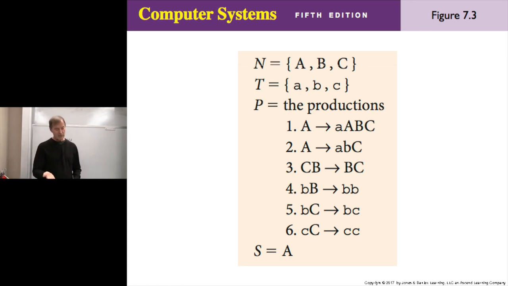And similarly, what about rule five? You can change a what to a what? A big C to a what? Little C. To a little C, but only if the big C is to the what? To the right of a little B. Does everybody see what that's saying?